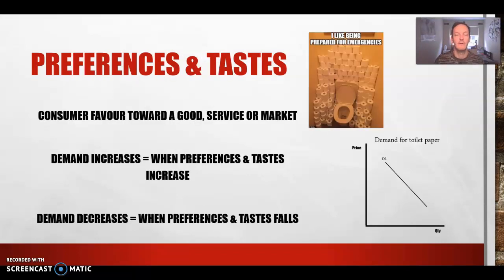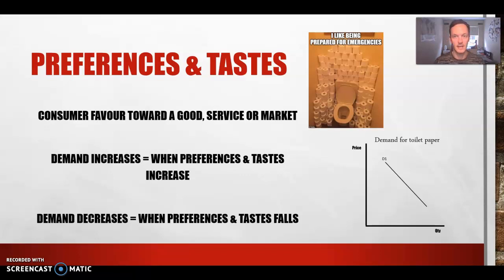All right, next one: preferences and tastes. Please don't think that because the word tastes is in here, it's about food. Preferences and tastes are all about consumer favor towards a good, service or market. When consumers view a particular good, service or market favorably, demand is going to increase, or if they see it unfavorably, it's going to decrease.